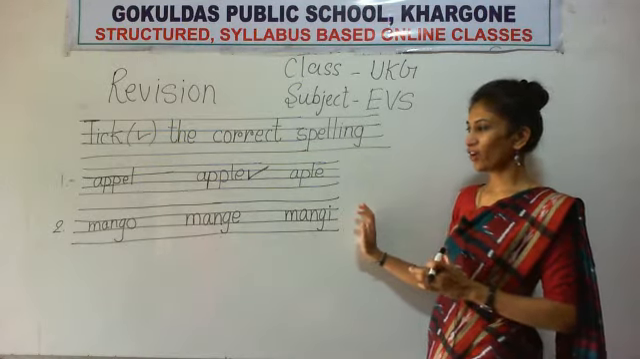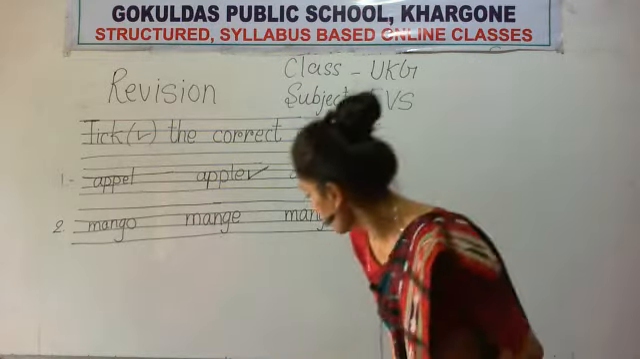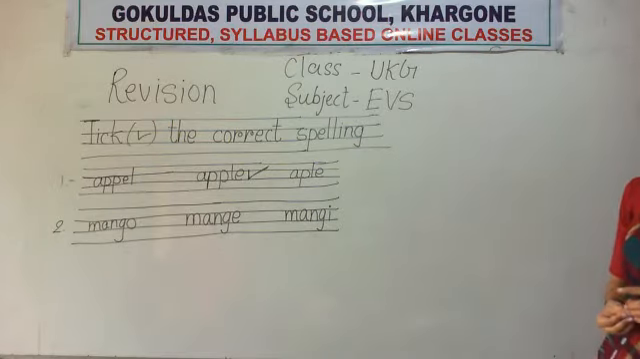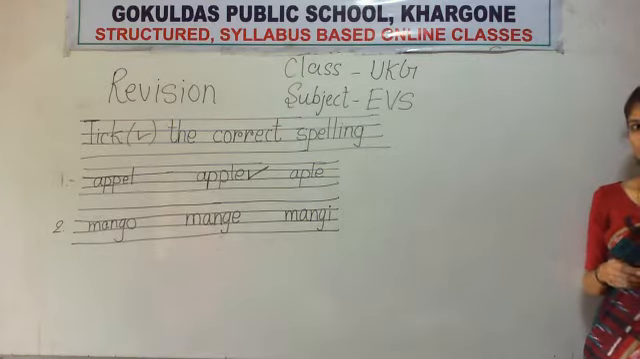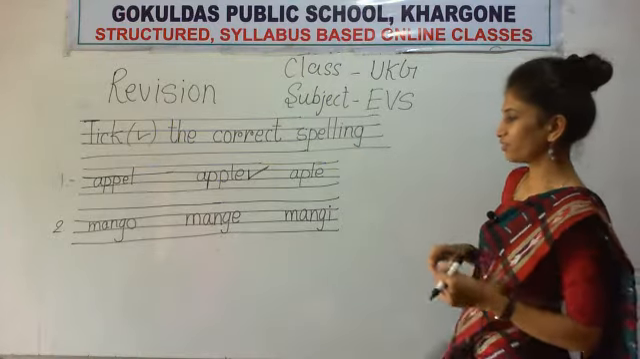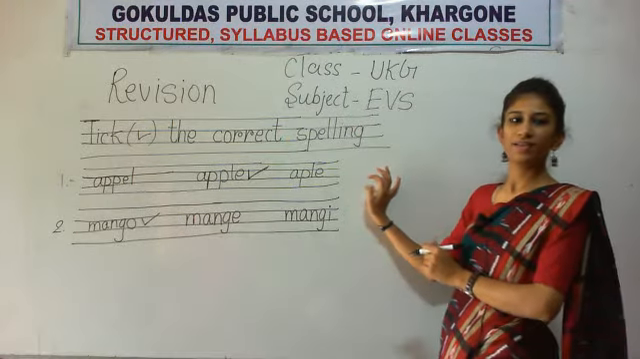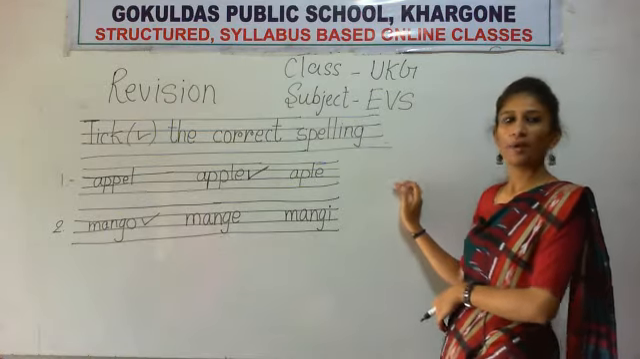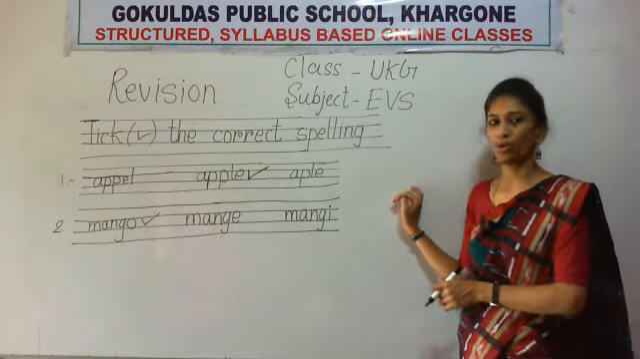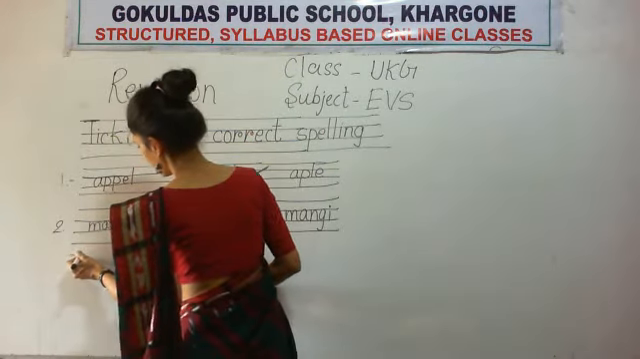Mango is correct. M-A-N-G-I. Which one is correct spelling? M-A-N-G-O, mango. First spelling is correct. So, tick here M-A-N-G-O, mango is correct spelling.